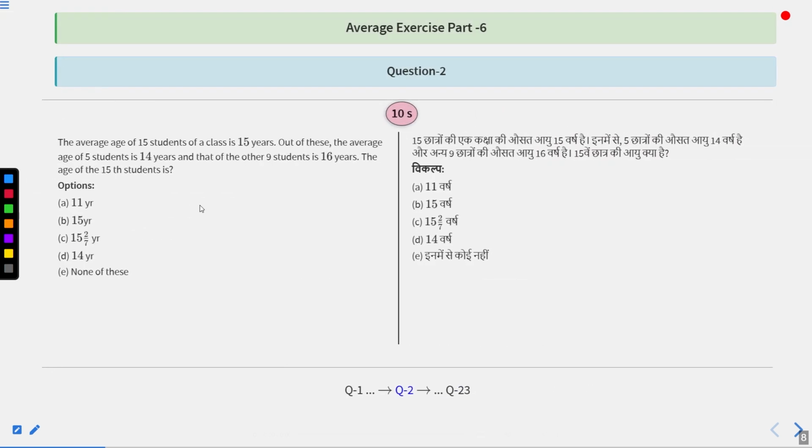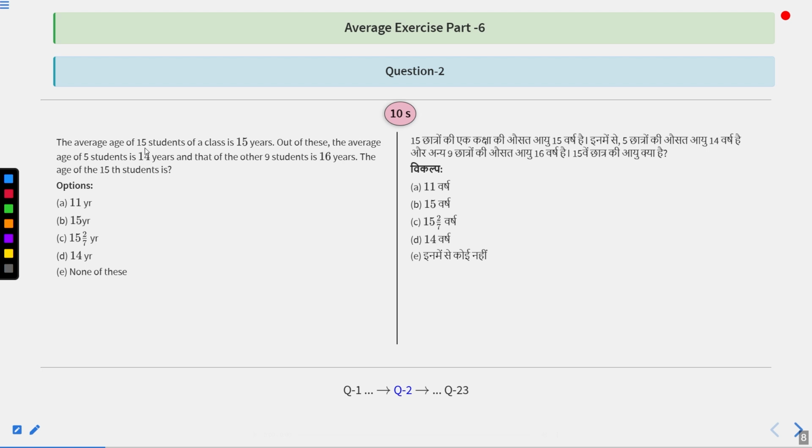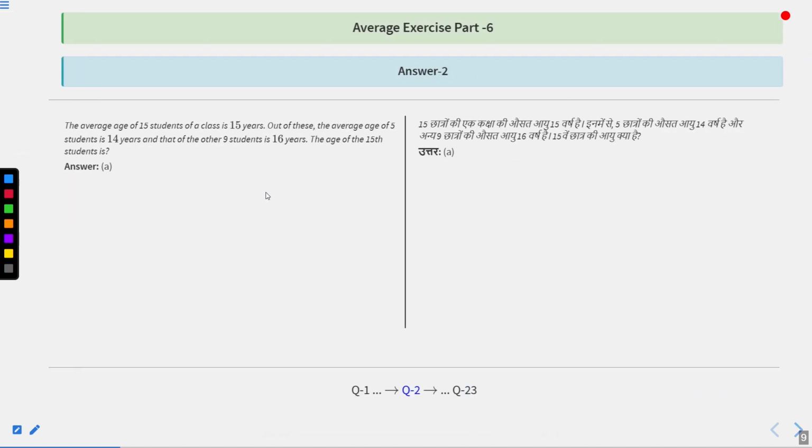Next one. The average age of 15 students in a class is 15 years. Out of these, the average age of 5 students is 14 years and that of other 9 students is 16 years. The age of the 15th student is? You have 5 options and 10 seconds to analyze the question. Your time starts now. Now time's up. Let's see the solution.